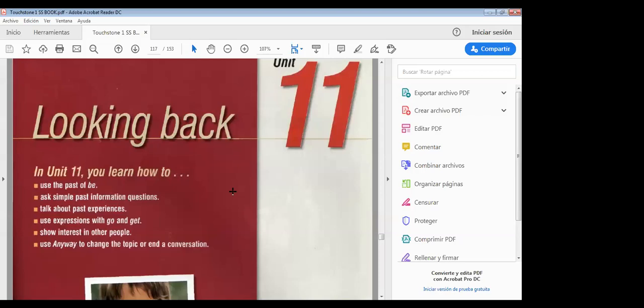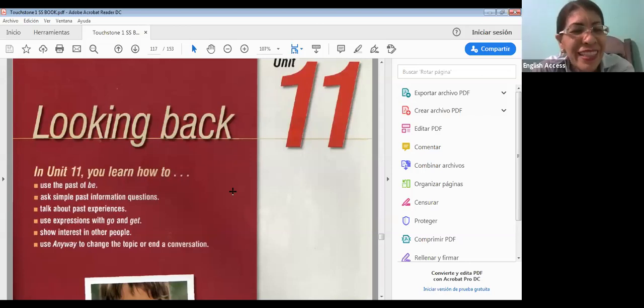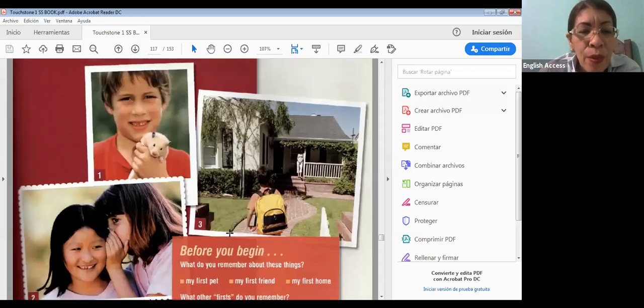In unit 11, you learn to use the past of be, ask simple past information questions, talk about past experiences, show interest in chat or in a conversation. Okay, the last part it wasn't clear. Okay, here it says these expressions with go and get, show interest in other people, use any way to change the topic or end a conversation. Okay, so this is the unit 11. So this is what we're going to see. And here we have the unit opener.